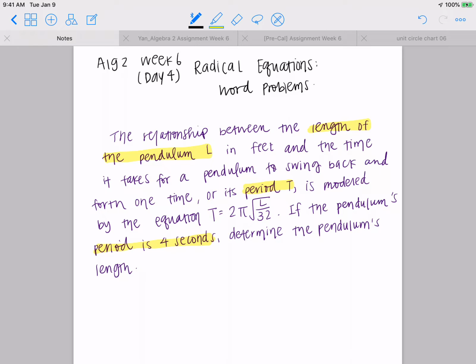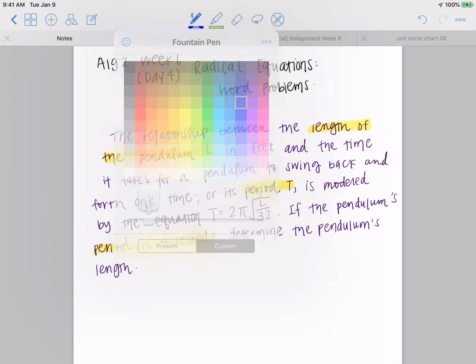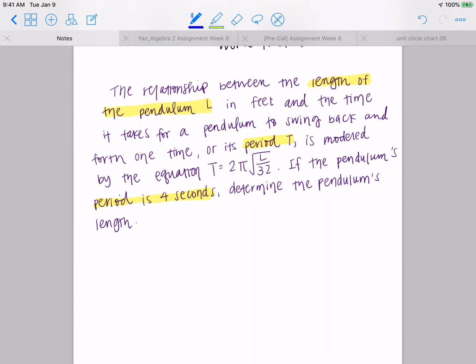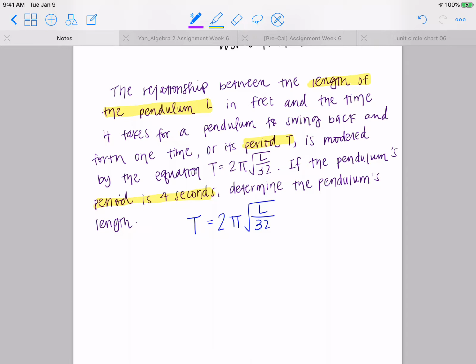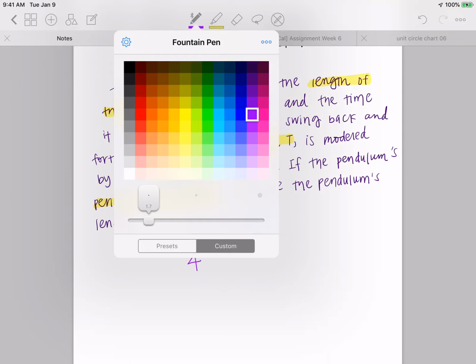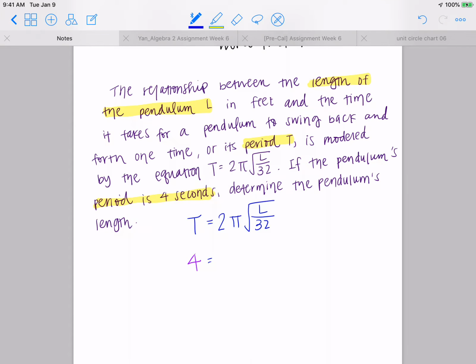So let's look at it. If this is my equation, what is something that we can substitute in? What is the 4 for? The 4 is period, and the letter that we're using for period is T. That means 4 goes right there. Okay, and then we rewrite everything else.